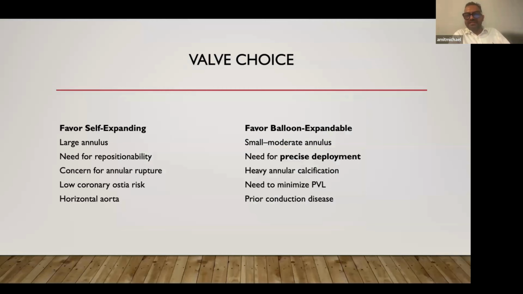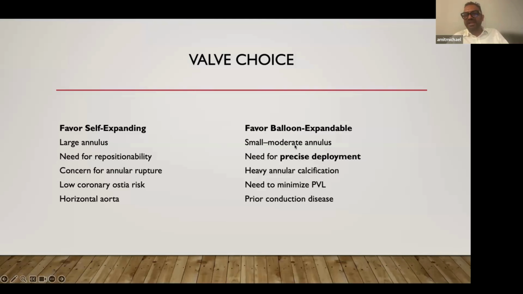So when we talk about the valve choice, deciding in a TAVI case whether we use a self-expanding or a balloon expandable valve, what are some factors that we use to decide which valve we use? In many cases, both valves can be used, so it's very operator dependent as to what they are comfortable using. In certain scenarios you favor one over the other. Like when you know that the anatomy is such that you may need to reposition the valve a few times, if you're not happy with the position, then you favor using a self-expanding valve. And I'll explain that later, because the self-expanding valve can be recaptured a few times.